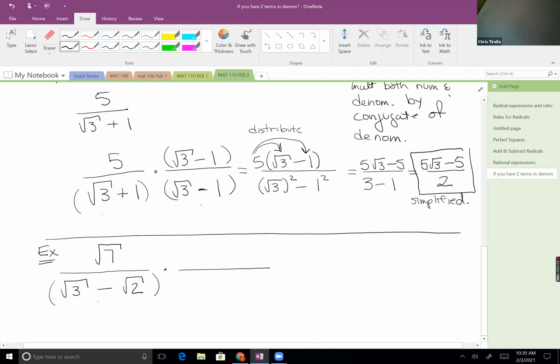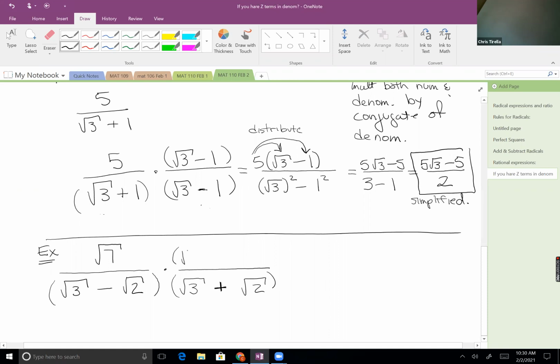And so we've got to find what's the conjugate. We'll keep those two terms, radical 3, radical 2, and because this is a minus, we're going to do the opposite operation to get that conjugate, so that'll be a plus.